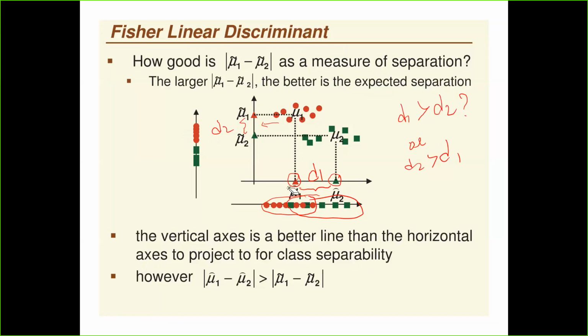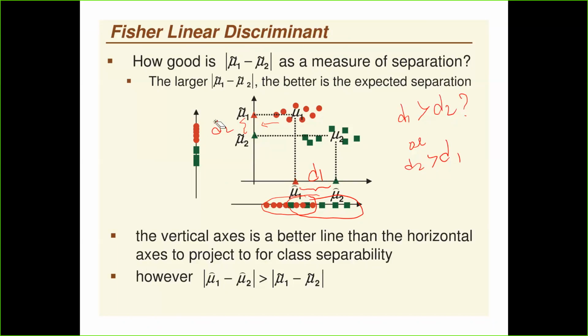Which distance is more? D1. D1 is more. Right? But usually what we thought is that if the distance is more, the classes are well separated. But this is contradicting that assumption, right?